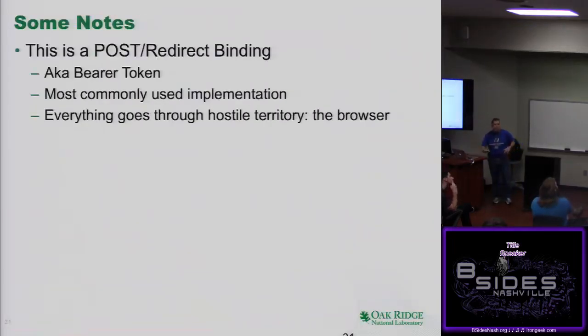So some notes about this. Number one, there are multiple different ways of doing SAML. What I'm talking about here is what's called a post or redirect binding, also called a bearer token. This is the most commonly used method of doing SAML, and potentially the least secure, but okay. Those two things often go together. But what happened here? Everything which is important went through probably one of the most hostile territories around, the user's browser. So what can be done with that information?